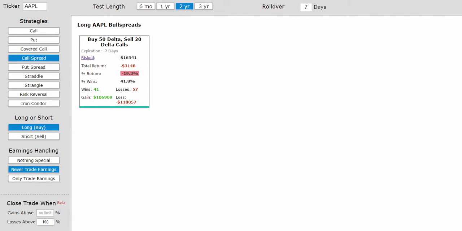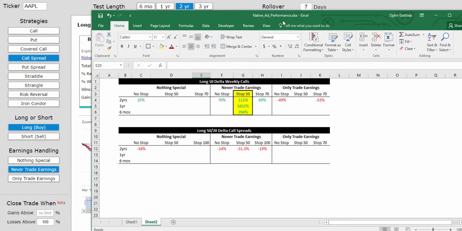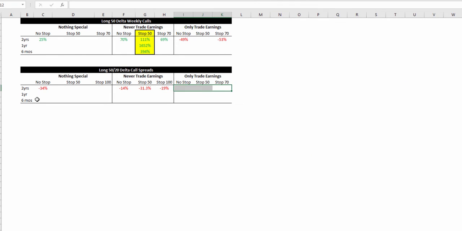I don't memorize all this. As I do the test, I'll bring my Excel spreadsheet in and just write it down. So you don't necessarily have to fill in all of these cells. This was good enough for me. But yeah, it's pretty clear that I'm going to want to own calls rather than call spreads, I'm going to want to put a 50% stop, and I'm going to want to avoid earnings.